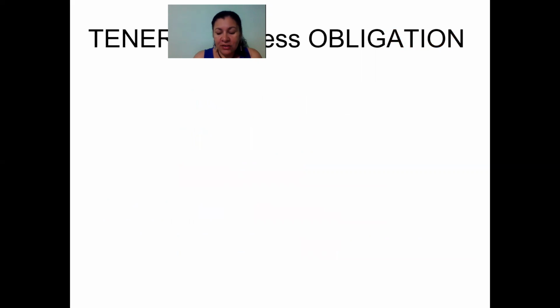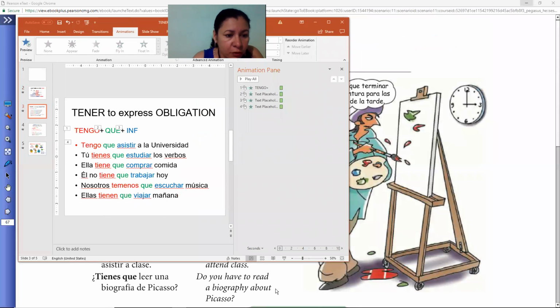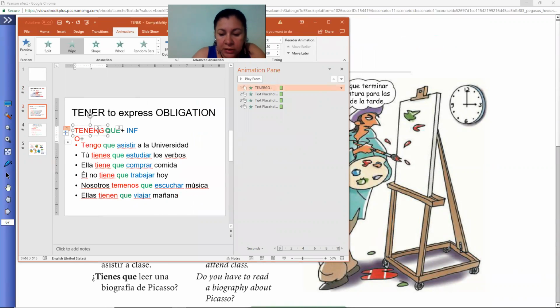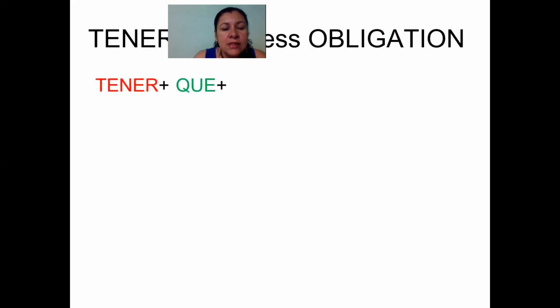To express obligation, we use tener. So let's continue. We're gonna use a formula. And I have to fix this formula because the verb is supposed to be in infinitivo. I hope I don't have any more typos. So these are the elements of the formula. Tener, which is gonna be conjugated, the word que, see, and then the infinitive of the verb, meaning the verb ending in ar, er, or ir, see? So when you combine those three, you express obligation. These three elements are not optional. You have to include all of them.